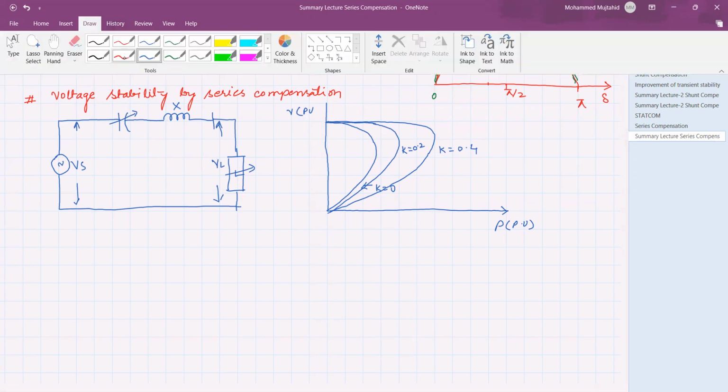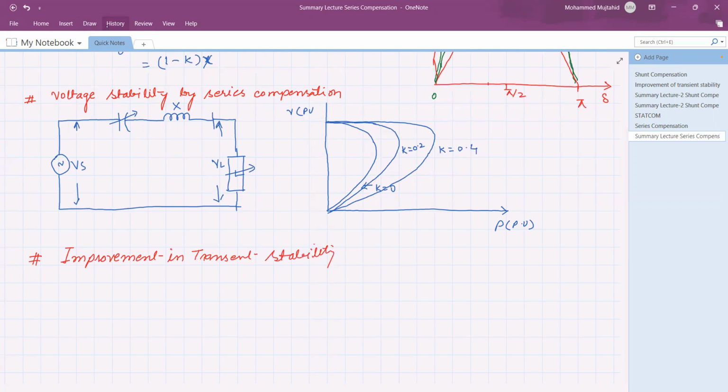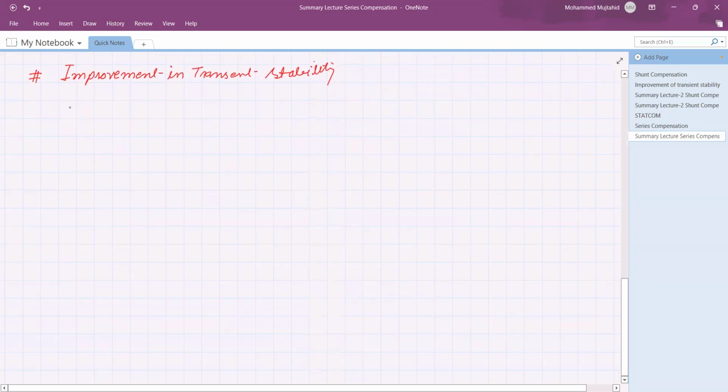The third point, we are going somewhat fast because it is a summary lecture. Improvement in transient stability. Transient stability is the stability which pertains to the sudden and large disturbances which occur in the transmission line or in the power system.